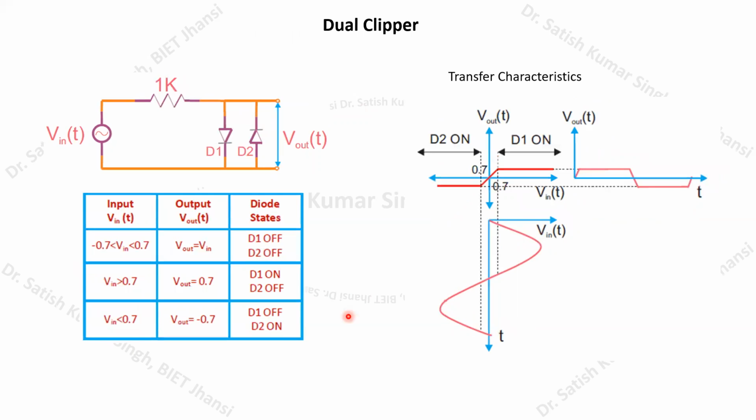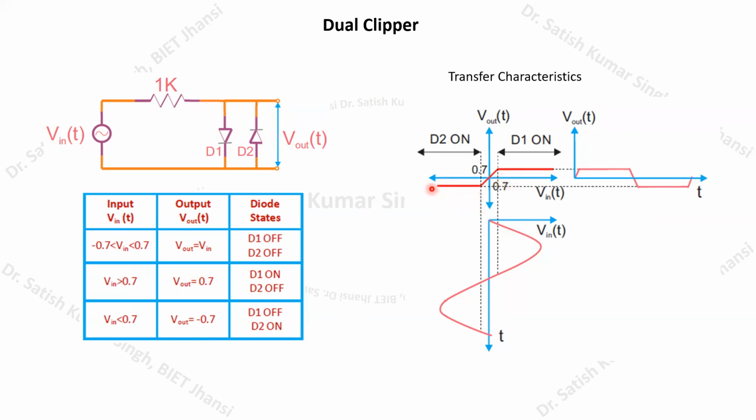A similar analysis you can make for a dual clipper. What does dual clipper mean? In the shunt arm we have two different diodes, connected in the opposite direction. When they are in the opposite direction, this diode D1 is going to clip a certain portion, and this diode D2 is going to clip a certain portion. If you remember, this diode D1 is going to clip the positive portion, and this diode D2 is going to clip the negative portion.